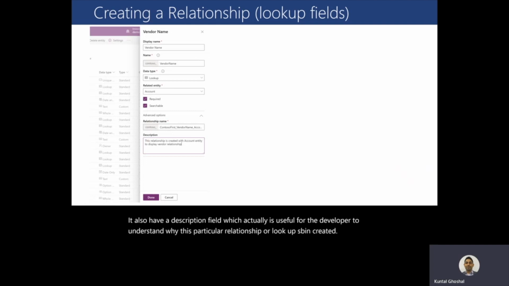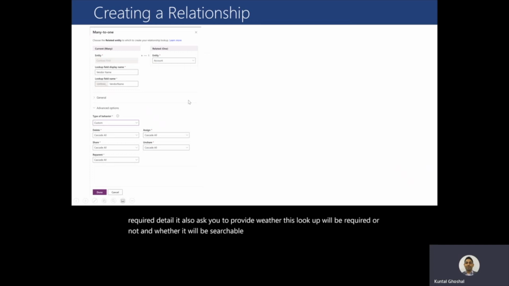So when you create or choose a lookup on the Maker portal and provide all the required details, it also asks you to provide whether this lookup will be required or not, and whether it will be searchable on the advanced find or not. When you create it, the next screen that comes up is this, where the platform asks you to provide additional advanced settings.